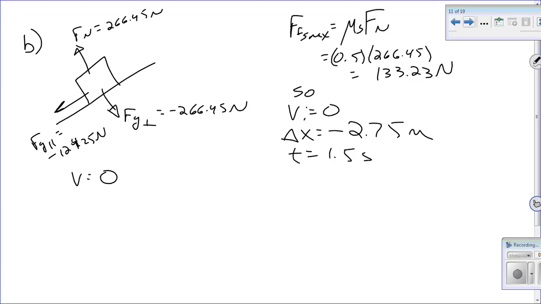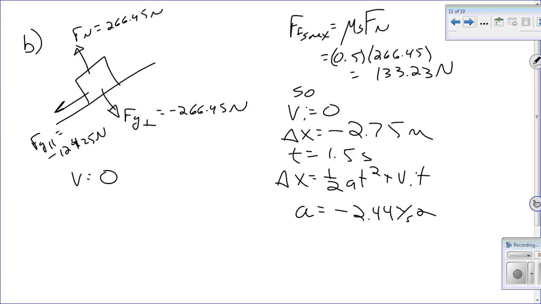So that information is going to determine our acceleration, right? So the equation that you want to use to solve this is this. We know everything in that equation except for A. So plug your numbers in, do your algebra, and find your acceleration, and it ends up being negative 2.44 meters per second squared. Almost.